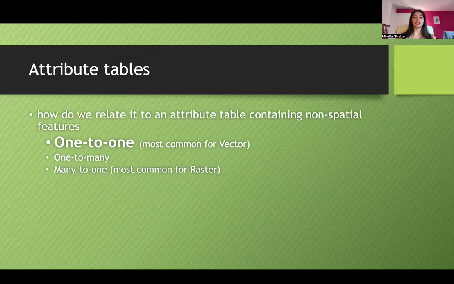So how do we relate an attribute table containing non-spatial features? How do we refer to it or how do we relate this? We can utilize one-to-one relationships, which is the most common thing for a vector, as we saw a few slides back. We can use a one-to-many relationship, or we can use a many-to-one relationship. There's three types of relationships here, but there's two that are mostly distinct to their database type or their data type. One-to-one is most common for your vectors, and many-to-one is most common for your rasters. If this doesn't make sense to you, ignoring the one-to-many at this moment, go back in this video or go back a few slides and look at the example that we have of our map versus the attribute table again, and it'll make a bit more sense.